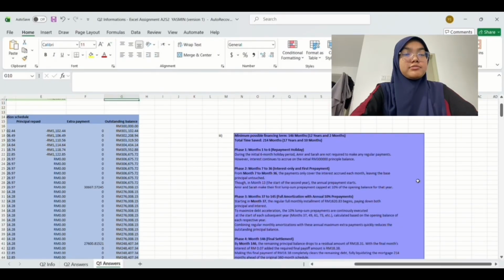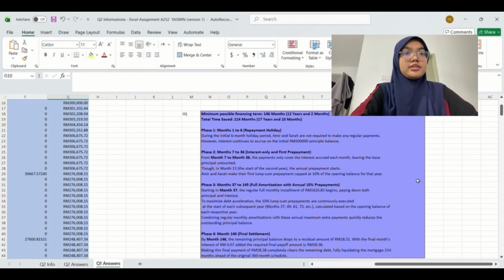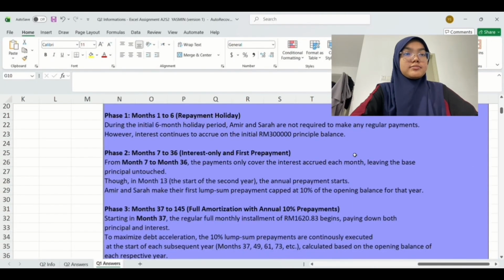So for phase 1, months 1 to 6, repayment holiday. During the initial 6-month holiday period, Amir and Sarah are not required to make any regular payments. However, interest continues to accrue on the initial RM300,000 principal balance.